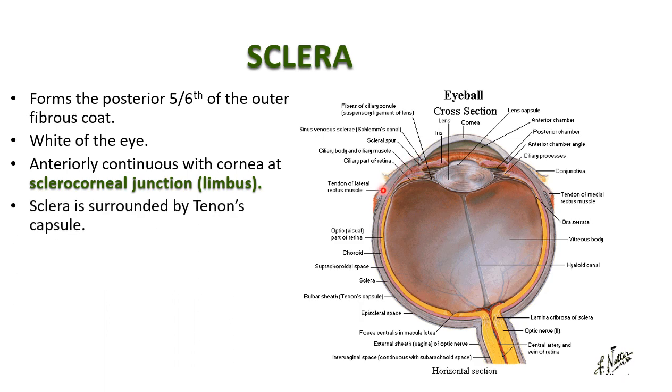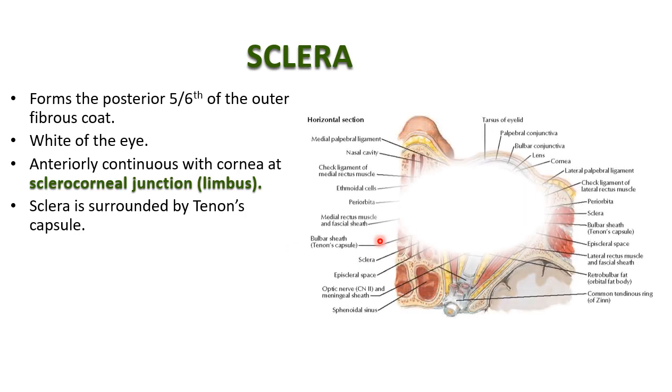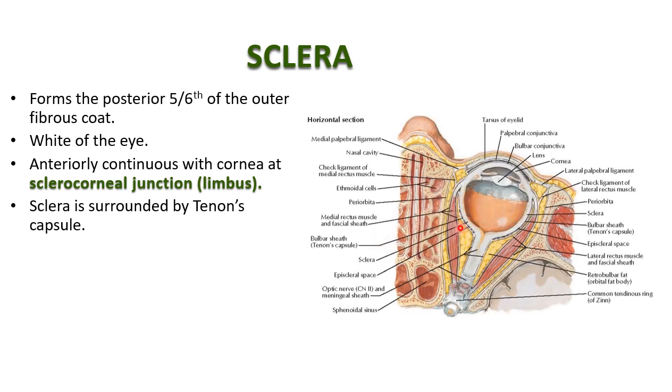It is surrounded externally by a capsule, the Tenon's capsule or the fascia bulbi. Here you can see the Tenon's capsule, the bulbar fascia. Between the Tenon's capsule and the sclera you have a space called the episcleral space, and the Tenon's capsule separates the sclera from the orbital pad of fat. The sclera receives the insertion of the four recti muscles in front of the equator.